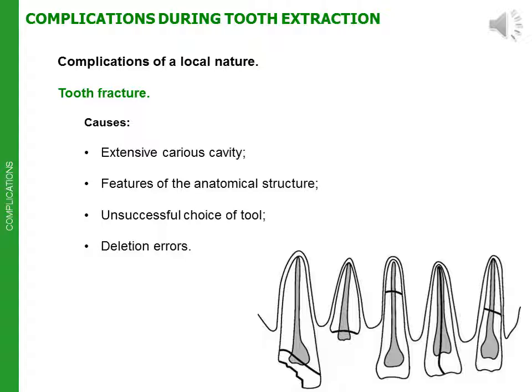A complication of a local nature can be tooth fracture. The causes of tooth fracture can be an extensive carious cavity, features of the anatomical structure, unsuccessful choice of tool, and dilation errors.